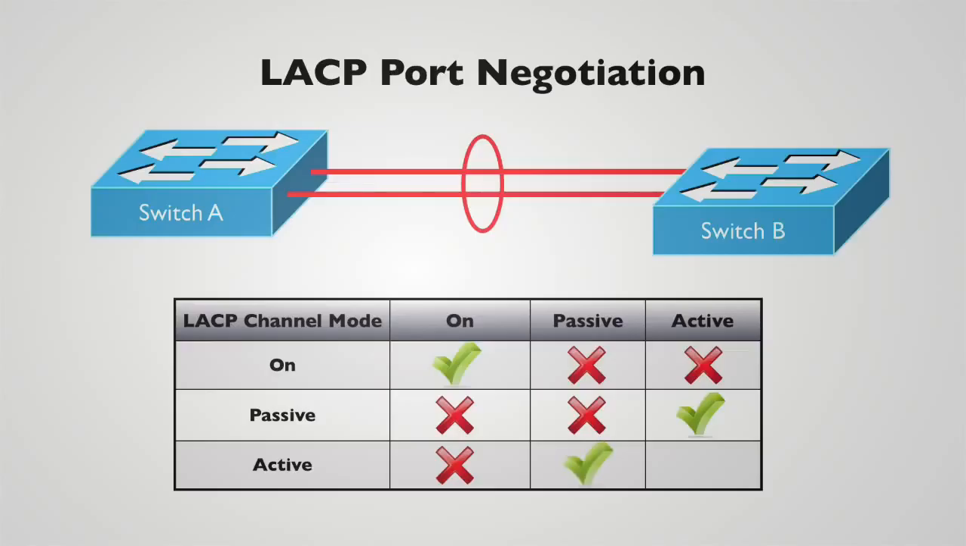The final combination is active-active. Both sides are sending LACP frames. They're both willing to participate in a channel negotiation. So yes, a channel will be formed if both sides are set to active.